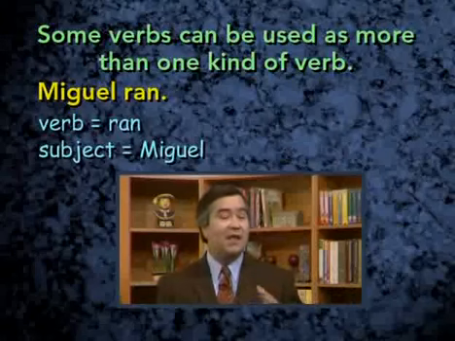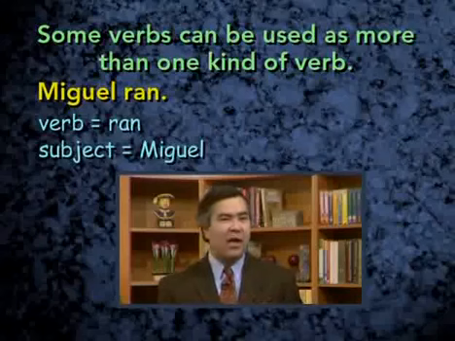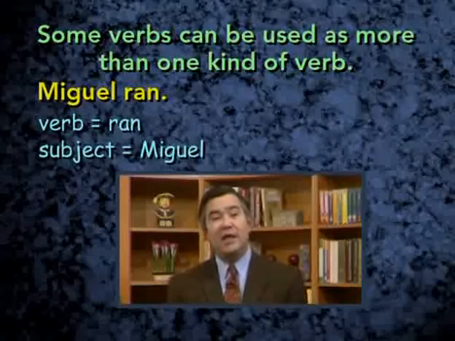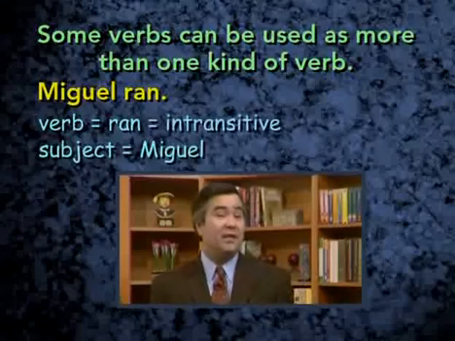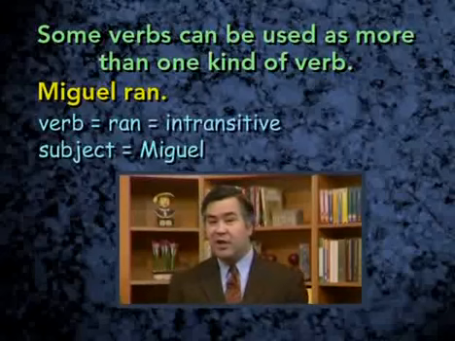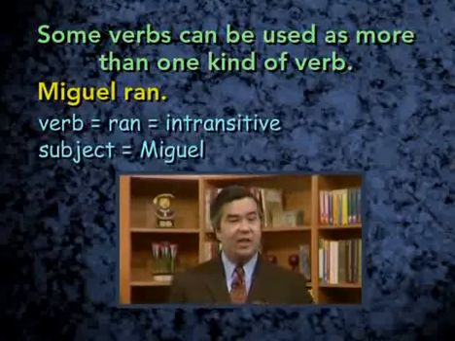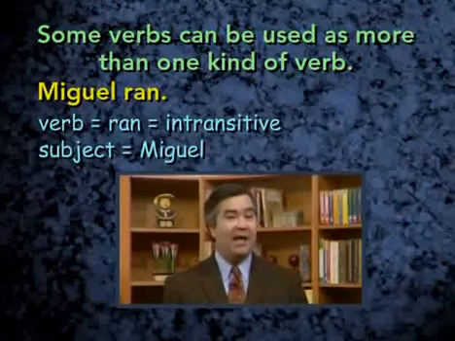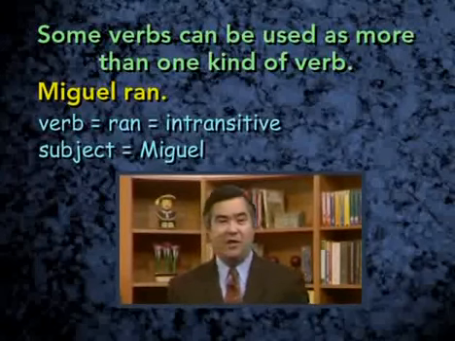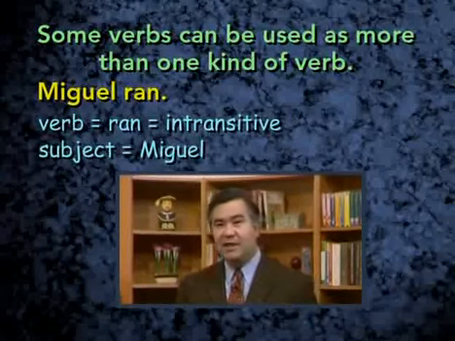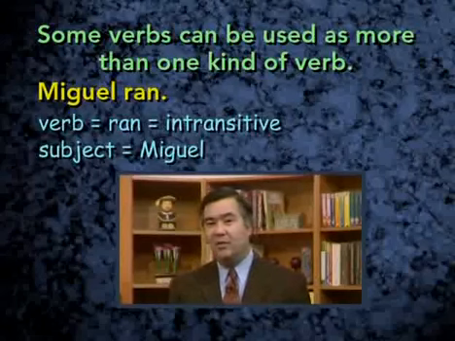And in this case, the verb ran is being used as what kind of verb? Transitive, intransitive, or linking? In this case, ran is being used as an intransitive verb. Remember that an intransitive verb doesn't have any object. The action simply stops with the verb ran, and the action does not pass on to an object that follows the verb. Miguel ran, a complete sentence in itself, and ran is an intransitive verb.